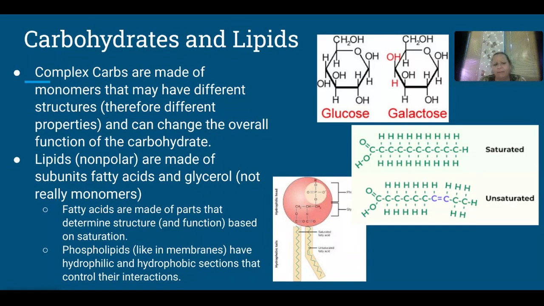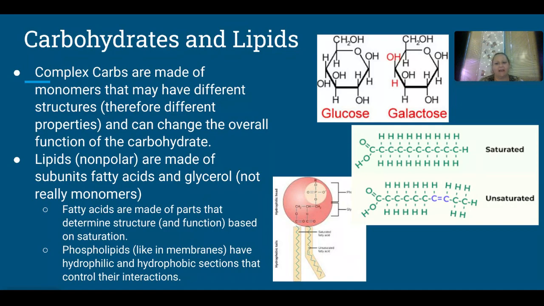When we talk about lipids, lipids are nonpolar. They're going to be made of subunits; they don't really have monomers. They are going to be made of things like fatty acids and glycerols. Fatty acids are made of parts that determine structure and, again, the function based on saturation. So I have an example there. You have saturated and unsaturated fatty acids.